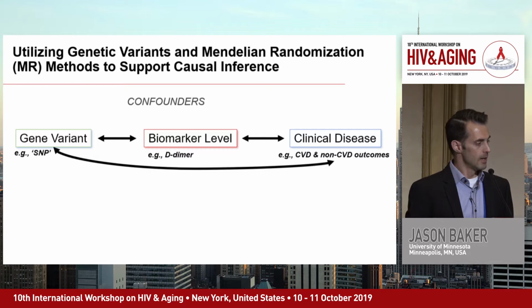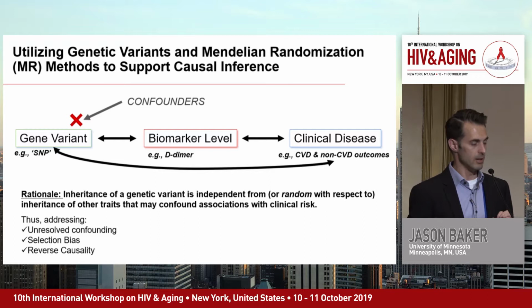And the important premise is that because the gene variant is inherited independently, in a random way, from the potential confounders, even unmeasured ones, it protects itself from issues of confounding with these methods. And so it's a way to address unresolved confounding and selection bias, but also reverse causality, right? Because the gene inheritance happens before the event in this model, obviously.